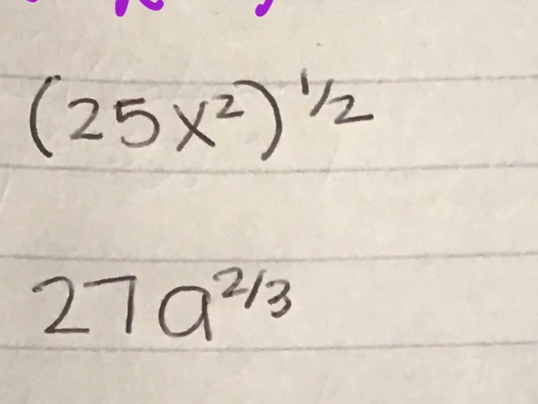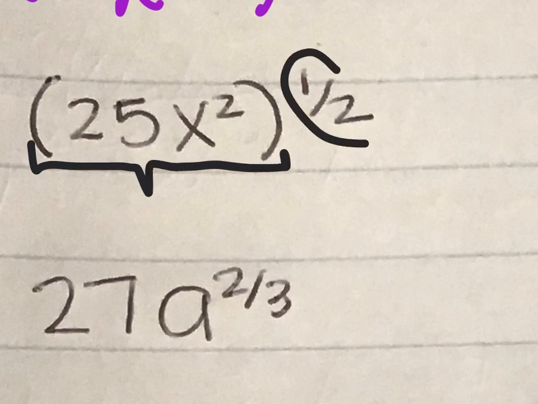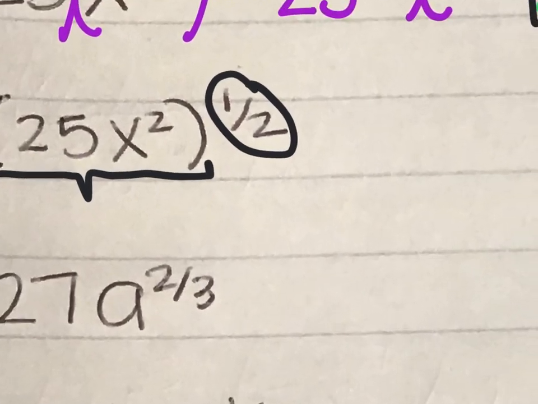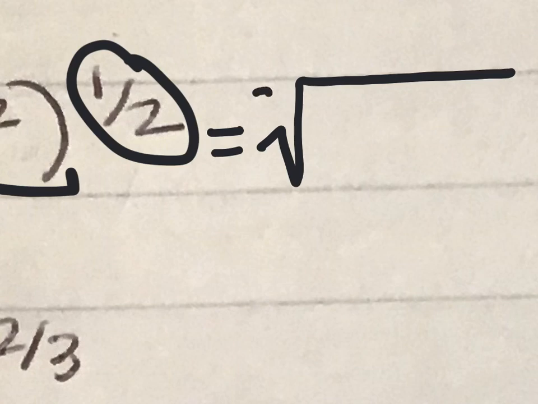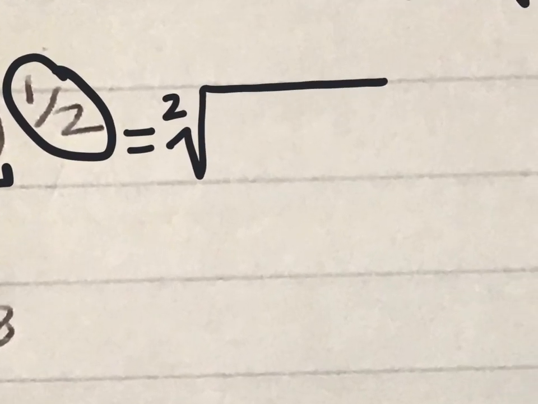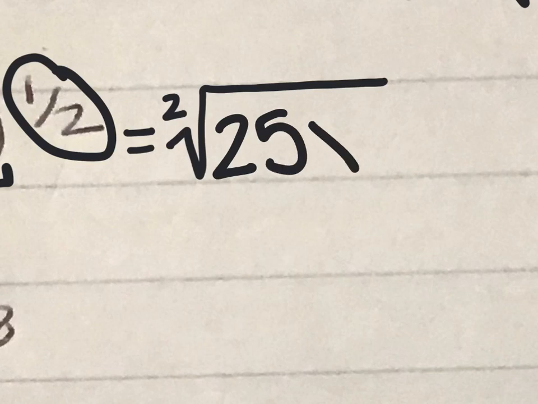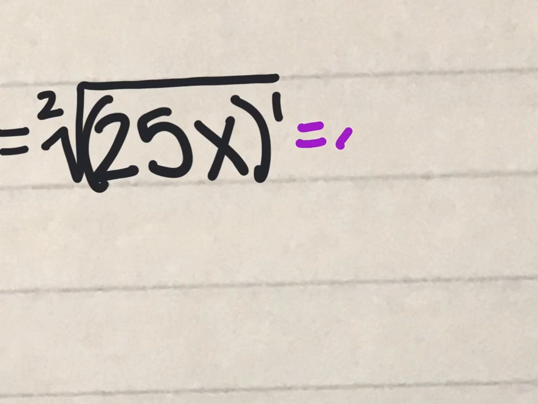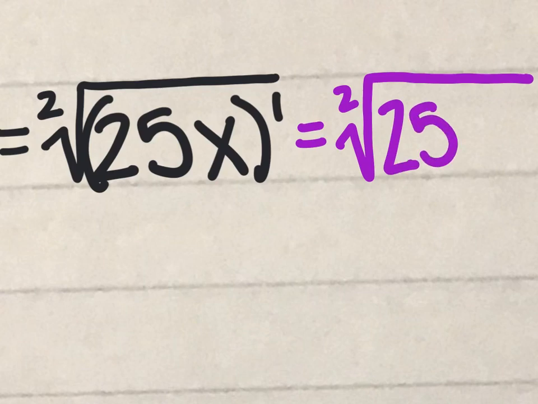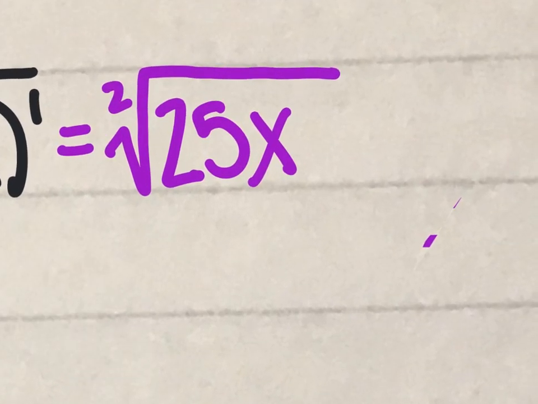Now, the difference is that this is in parentheses and the entire thing is being raised to the 1/2. So we can write that as the square root of 25x all raised to the 1st. Now, when anything is raised to the 1st power, it is what it is. Nothing changes. So I get the square root of 25x. But this can be simplified.